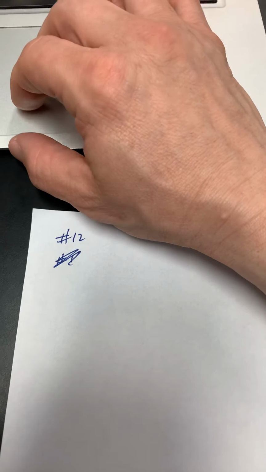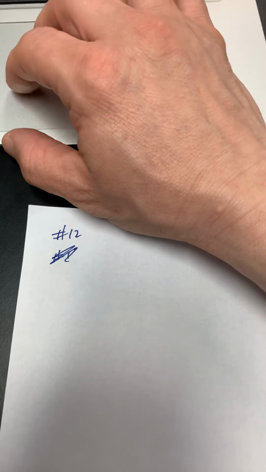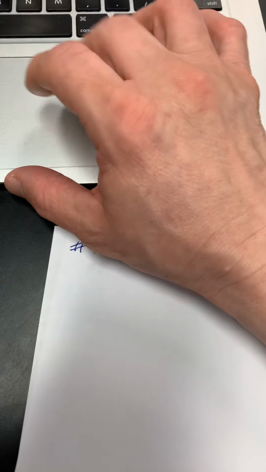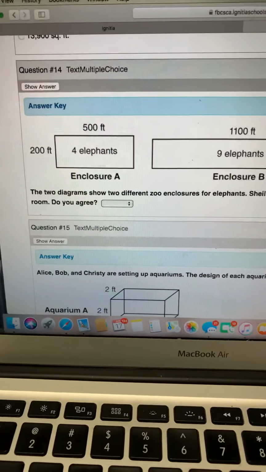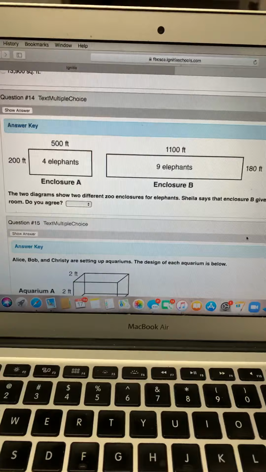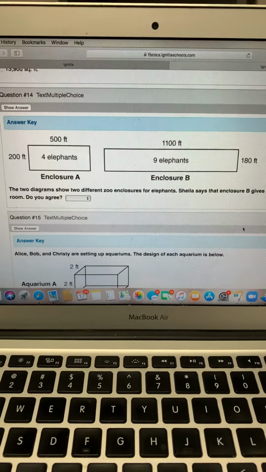Okay. Yeah, I don't think I like number 12 either. Let's just go to number 14. Okay, so, number 14. Now, I think some of y'all missed this.